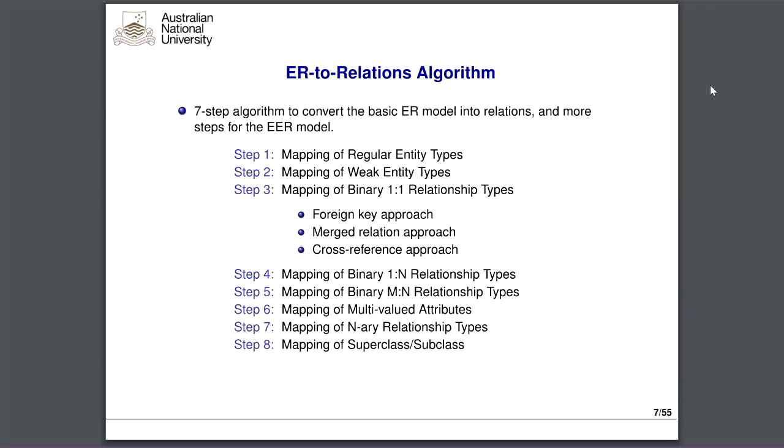So step 4 is mapping the binary 1-to-n relationship type, and then mapping the other ones like many-to-many. Step 6 is mapping the multi-valued attributes. That's where we have this double ellipse that can happen with multi-valued attributes, and we are talking about how we can build up that mapping. And then 7 is the n-ary relationship types.